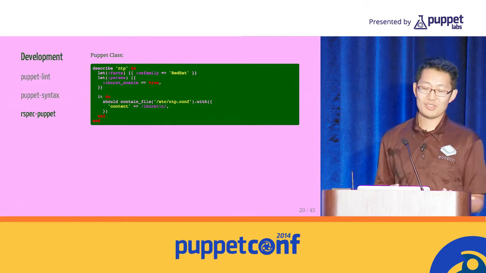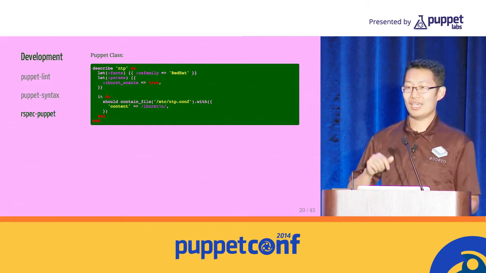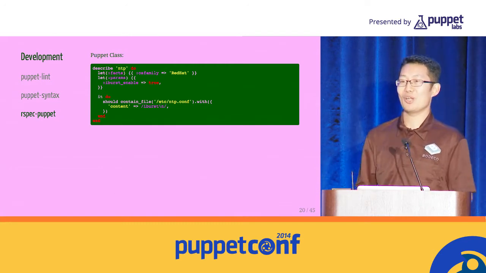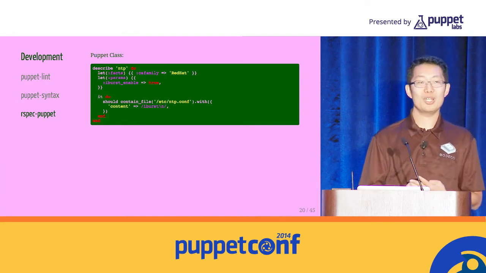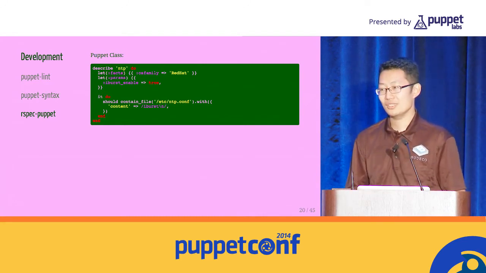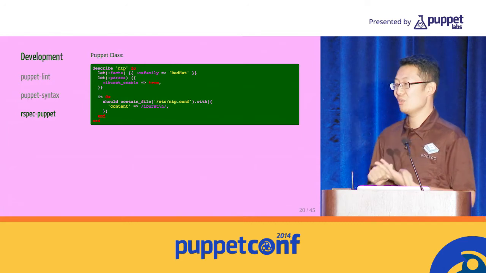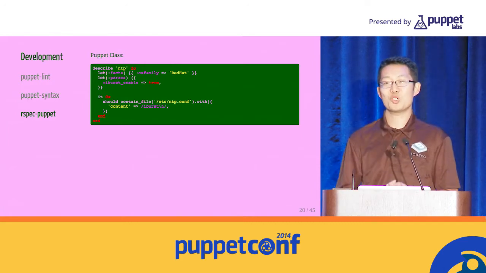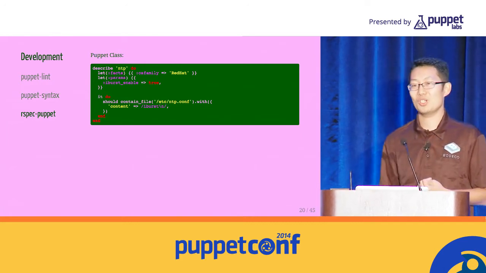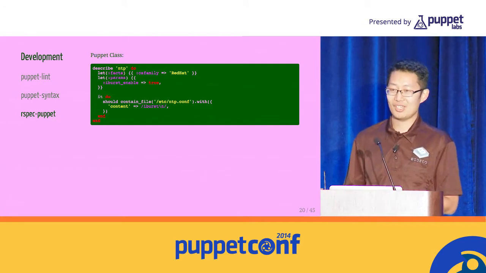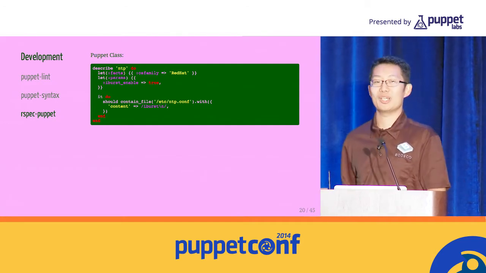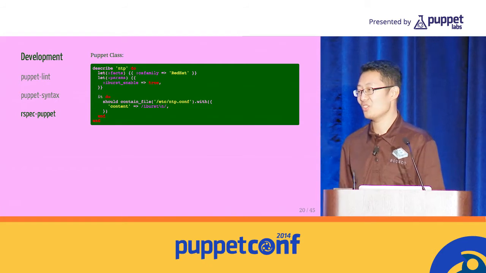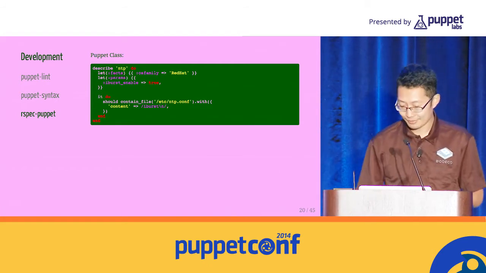So if you spend the effort of writing this, it will guarantee that your catalog compiles and has the right resources. In future, when you do upgrades, this is one way of testing to give you some assurance that you can move to a new version. If you turn on future parser and change the behavior of what you're writing in the manifest, it's actually not changing what's being deployed on the system. So those are some of the additional values that Rspec brings in.